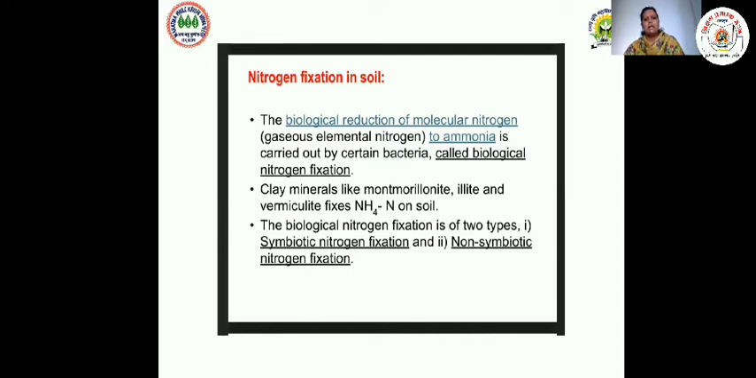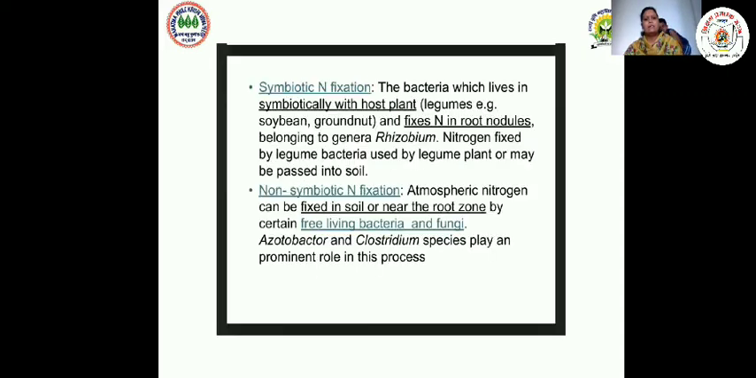Biological nitrogen fixation is of two types: symbiotic nitrogen fixation and non-symbiotic nitrogen fixation. In symbiotic nitrogen fixation, the bacteria live symbiotically with a host plant, for example legumes like soybean and groundnut, and fix nitrogen in the root nodule. It belongs to the genus Rhizobium. Nitrogen fixed by the legume bacteria is used by the legume plant or may be passed into the soil. They live symbiotically, that's why it is known as symbiotic nitrogen fixation.